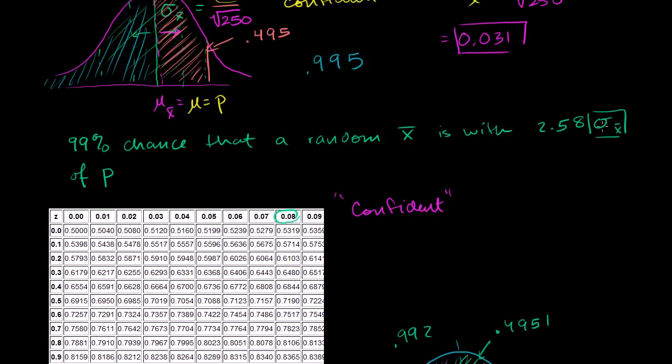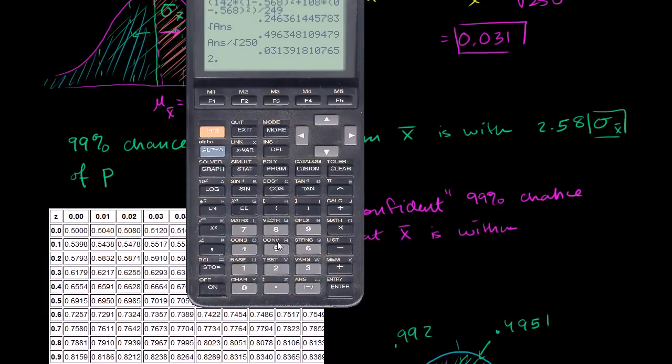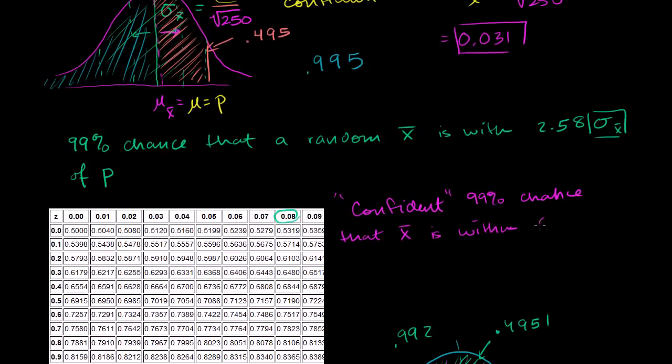So we could rewrite this, and we could say that we are confident, because we are really using an estimator to get this value here. We are confident that there is a 99% chance that a random x, a random sample mean, is within, and let's figure out this value right here using a calculator. So it is 2.58 times our best estimate of the standard deviation of the sampling distribution. So times 0.031 is equal to 0.08 when rounded, is within 0.08 of the population proportion.